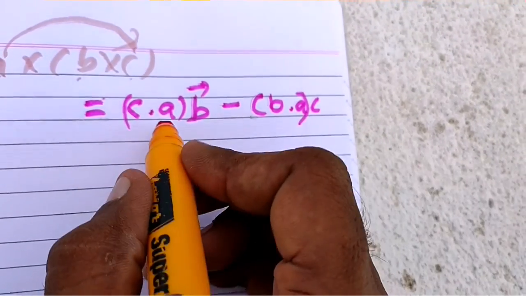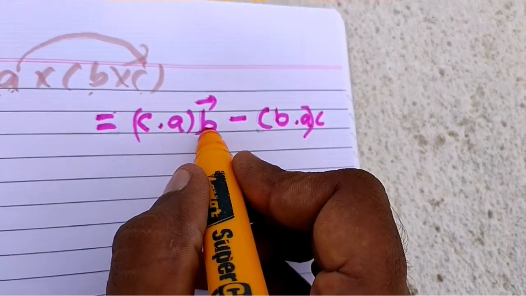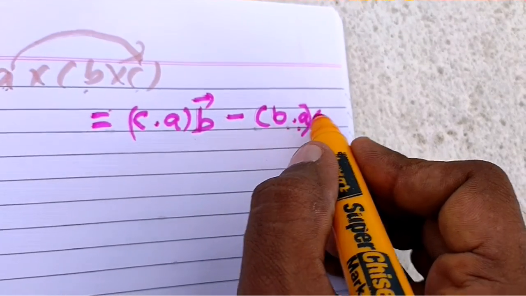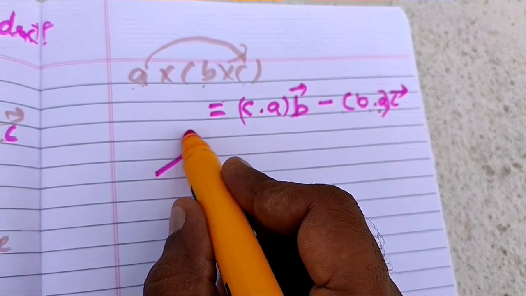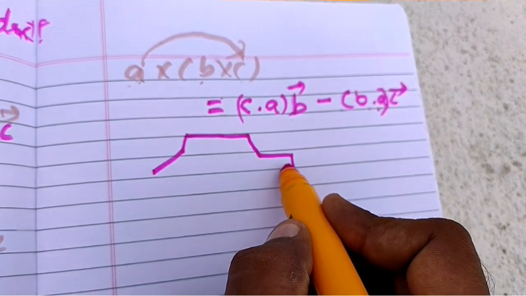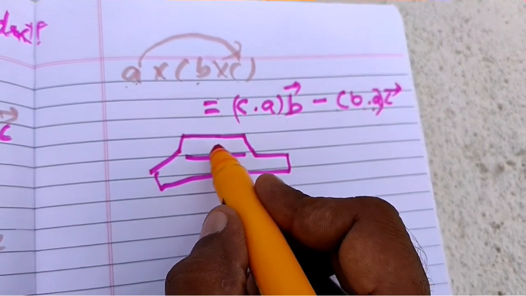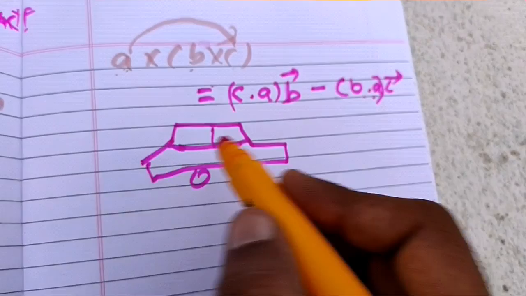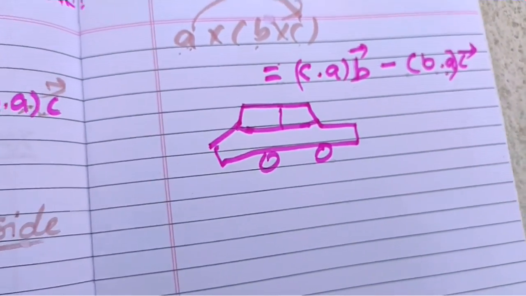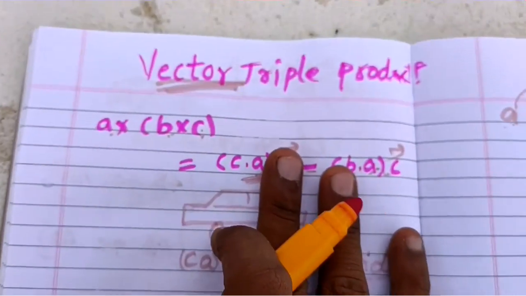Which sides are backside? That means C dot A B bar minus B dot A C bar. I hope you can remember. Whenever you see the vector product, just remember this core thing. Clear, guys? So you can simply remember it. I'm sorry, I'm not good at the drawing things. Anyway, that's how you have to remember this.